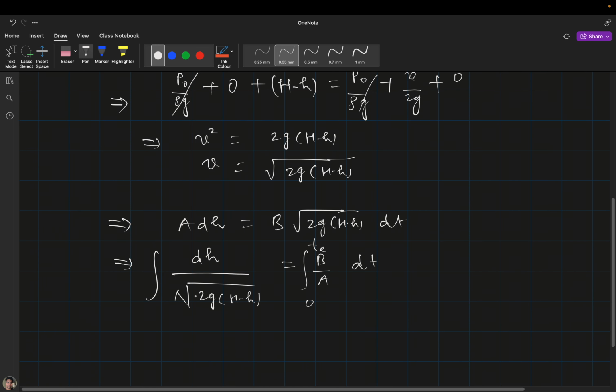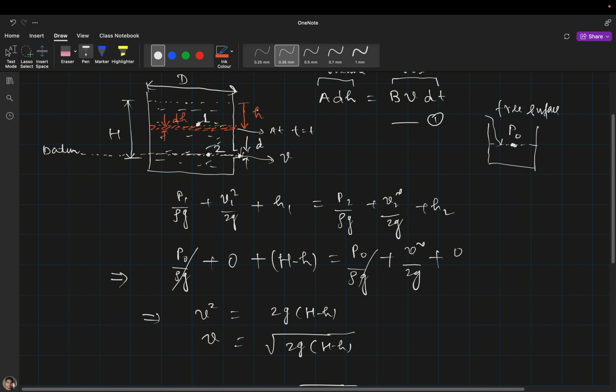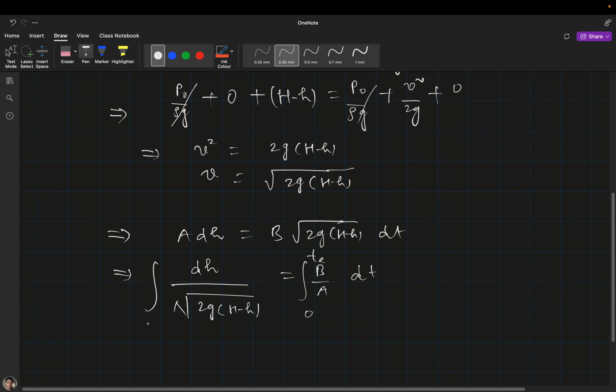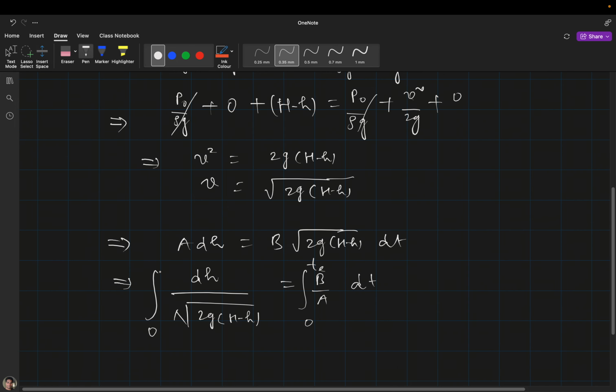Now what is the initial level of the liquid? You have to measure from here. Datum we are taking only for the Bernoulli theorem. Since we are measuring h from this surface, initially small h will be 0 because initially the surface is here, so it will start from 0. Now it has reached this point, so what will be the h? This will be capital H.